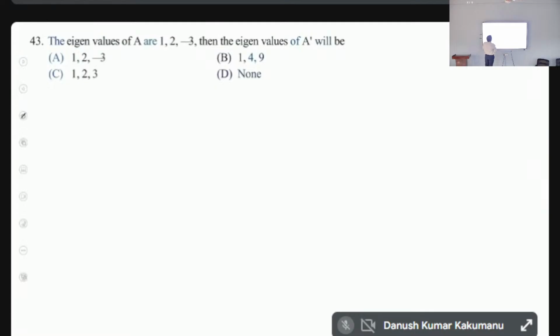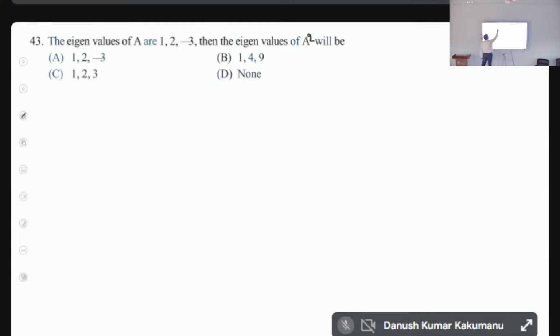Eigenvalues of A are 1, 2, -3. What are the eigenvalues of A square? Tell me, eigenvalues of A square. 1, 4, 9 are the eigenvalues of A square. What happened? What are the eigenvalues of A square? 1, 4, 9. Yes or no? Next.